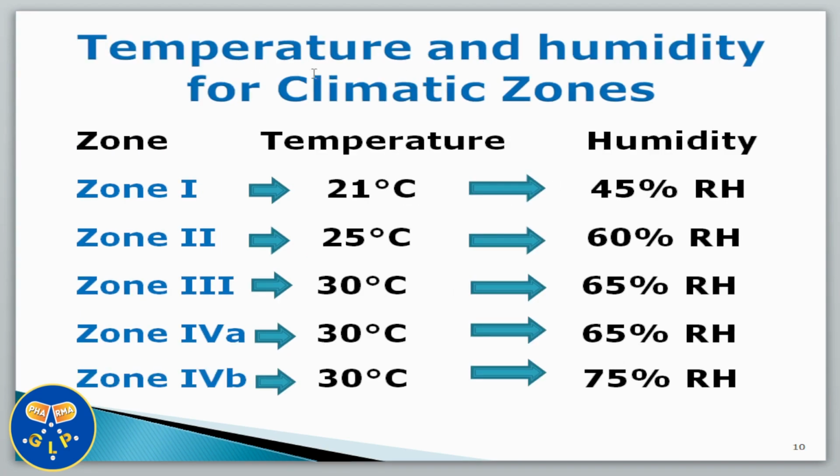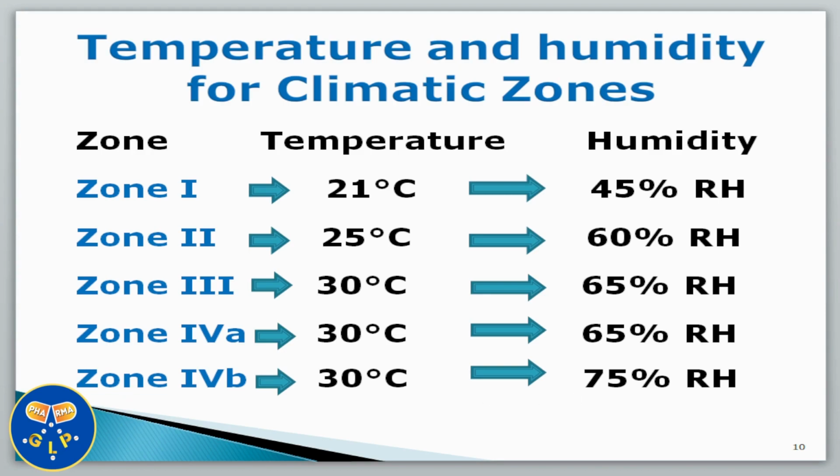Now these are the temperature and humidity conditions for these climatic zones. For zone 1, the temperature is 21 degrees centigrade and humidity is 45% RH. For zone 2, the temperature is 25 degrees centigrade and humidity is 60% RH. Then for zone 3, the temperature is 30 degrees centigrade and humidity is 65% RH. For zone IVA, the temperature is 30 degrees centigrade and humidity is 65% RH. And for zone IVB, the temperature is 30 degrees centigrade and humidity is 75% RH.